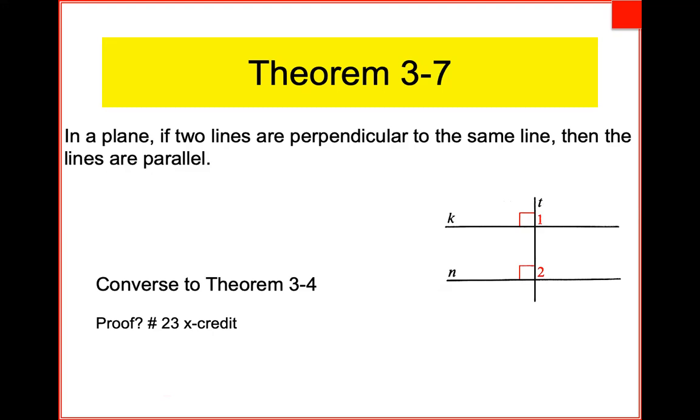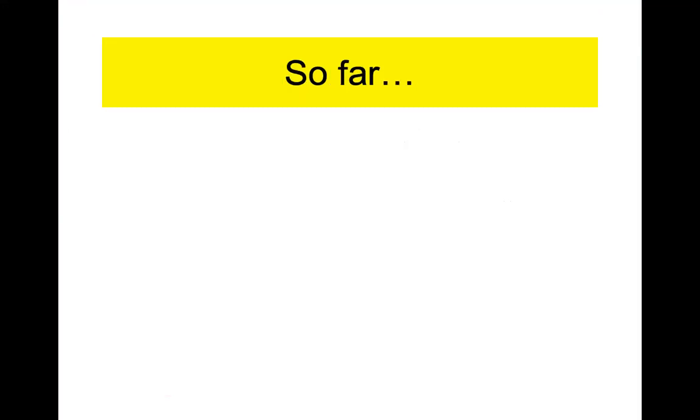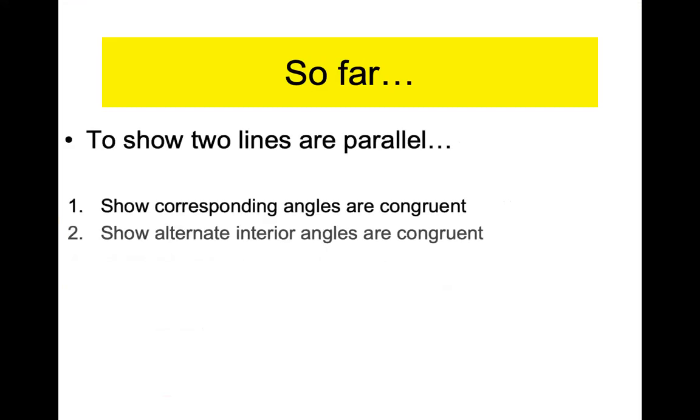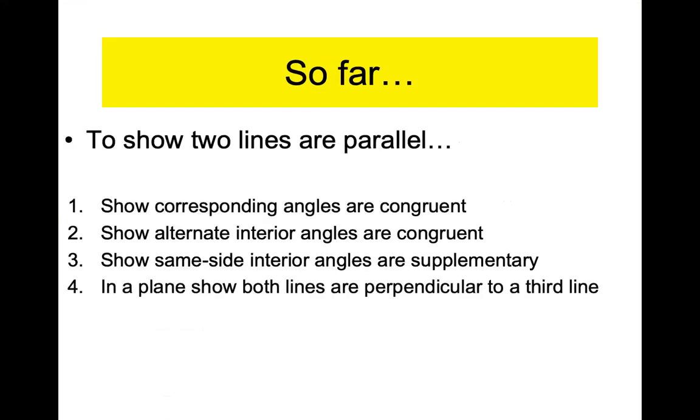So we got 4 arrows in our quiver. Show me that corresponding angles are congruent, the 2 lines are parallel. Show me that alternate interior angles are congruent, they're parallel. Show me that same side interior angles are supplementary, they're parallel. Show me that they're perpendicular to the 2 lines, and they're parallel. Those are the 4 statements that you can make. Okay? You don't need to write that down, I just said it.